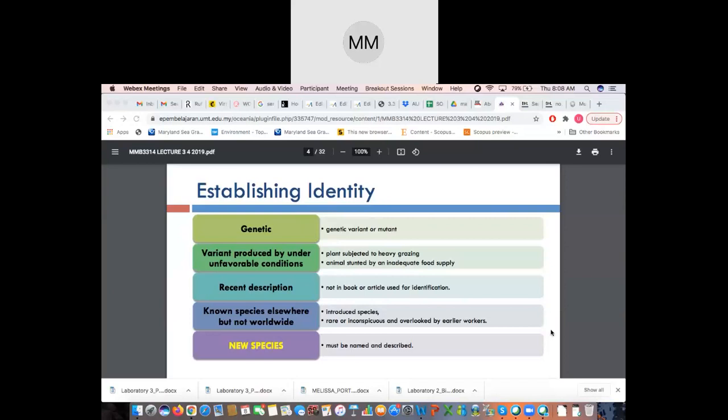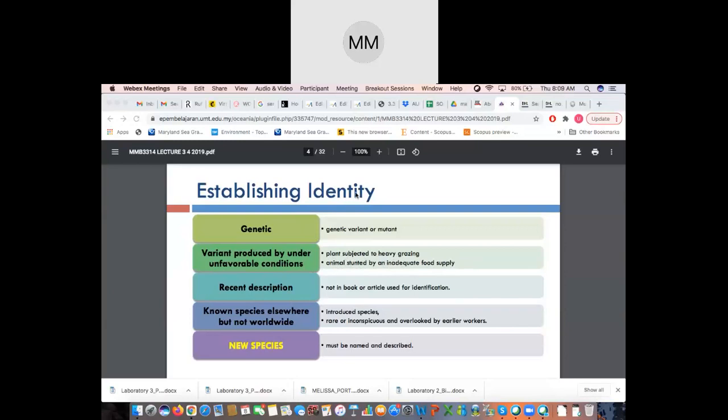So it is very, very important to establish an identity when it comes to taxonomy. One of the things we look at, as much as possible, is genetics. It is good to have that genetic profile, because from genetics we can see whether certain aspects of the specimen of interest are a variant or a mutant, a variant produced under unfavorable conditions. Remember how we explained the speciation example of uncontaminated soil and contaminated soil, and how some plants were able to adapt to this new environment. Was it a variant produced in those unfavorable conditions? Other examples include a plant subjected to heavy grazing, or animals stunted by inadequate food supply. Some may thrive, and some might not.